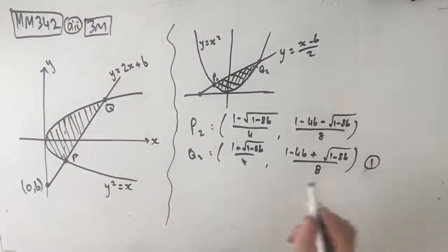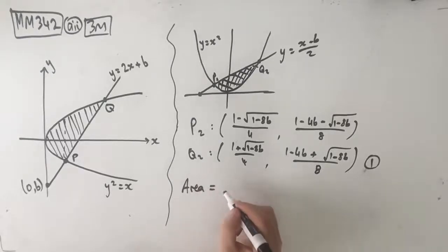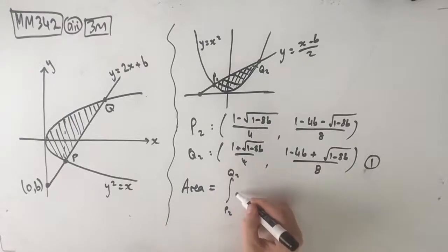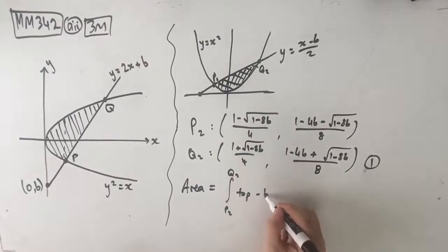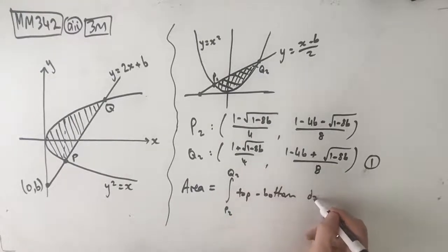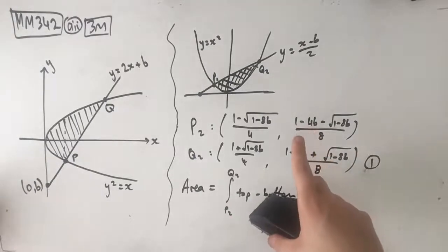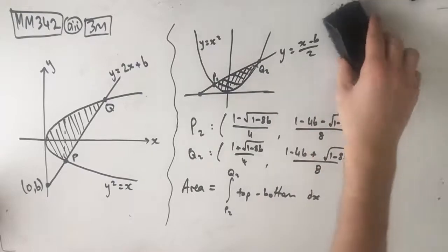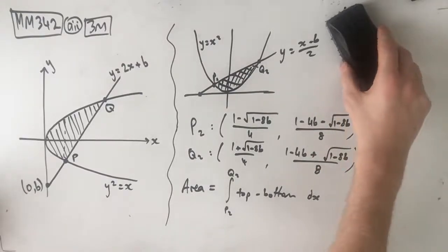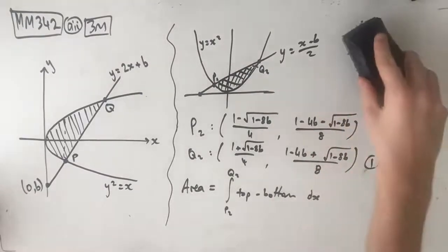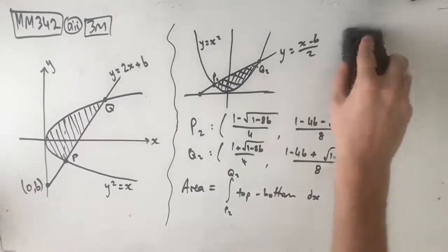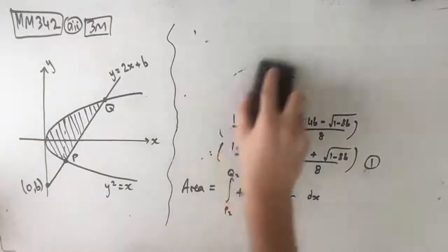And we can now say that our area is given by the integral from P2 to Q2 of our top minus our bottom, dx. Do I have enough room there? Probably not, so I'm not going to leave this here. I'm going to get rid of this. If you need it, just pause the video now and take a look at it, maybe even draw it yourself, so that you can have it there. So let's get rid of all this.